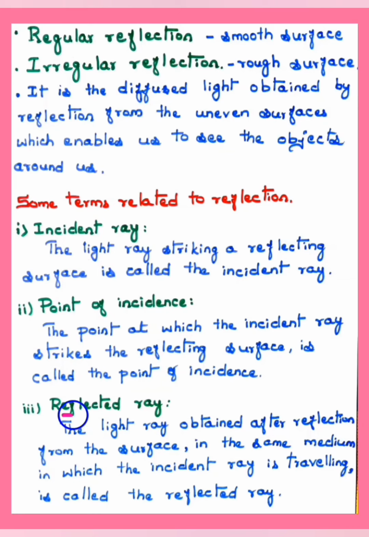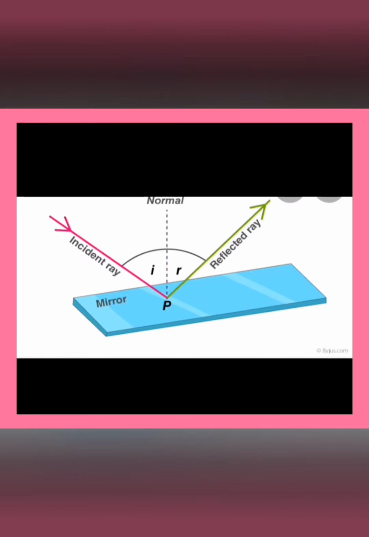Next, reflected ray. The light ray obtained after reflection from the surface in the same medium in which the incident ray is traveling is called the reflected ray. In this image, at point of incidence P, the light ray strikes the surface and it is reflected back to the same medium as the reflected ray. So this is the reflected ray. The light ray, after striking the reflecting surface and returning back to the same medium, is known as the reflected ray.